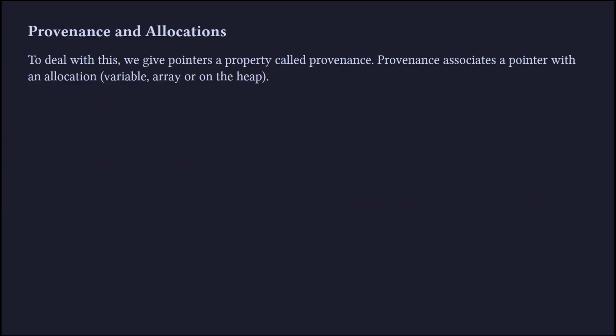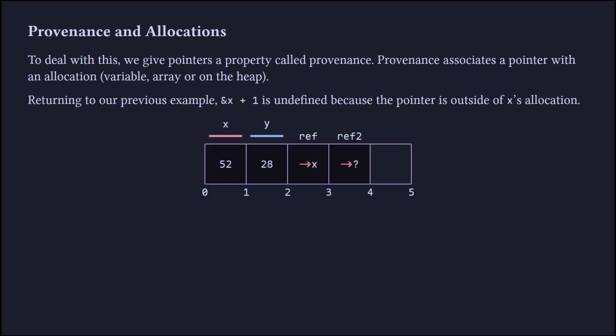Because of this, we need to give pointers a property called provenance. Provenance is a very useful tool, and basically what it says is that a pointer belongs to an allocation, or a pointer is an offset into some sort of allocation. That could be a variable, it could be an array, or it can be some memory that we allocate ourselves using system functions on an external structure called the heap. In practice, x plus 1 is undefined. We have no way to tell what it is because it's not within x's allocation.